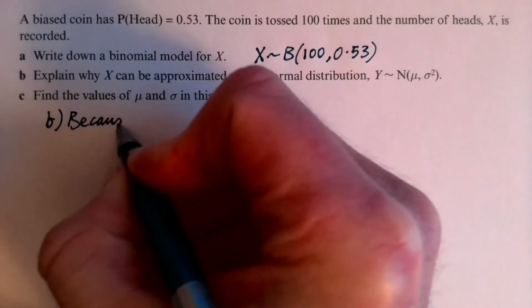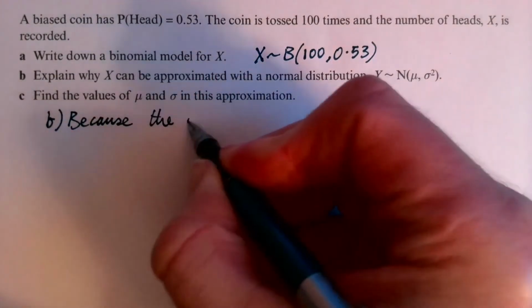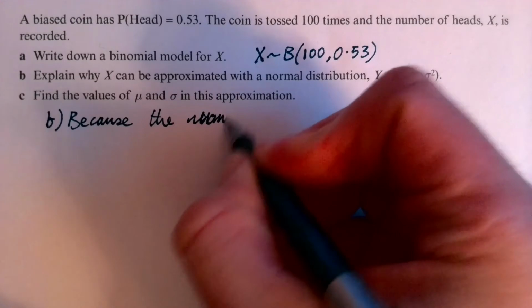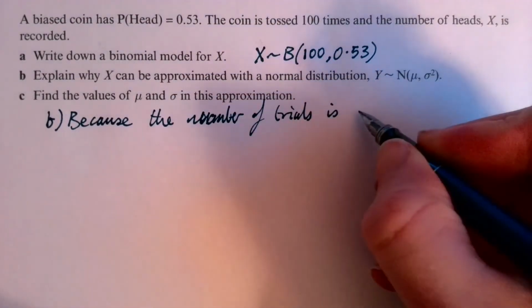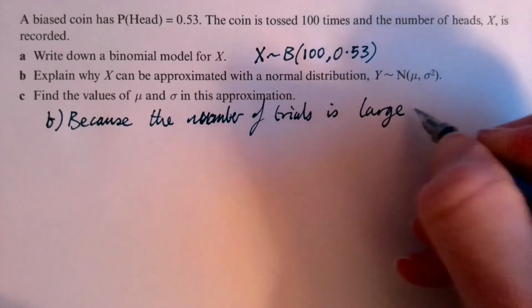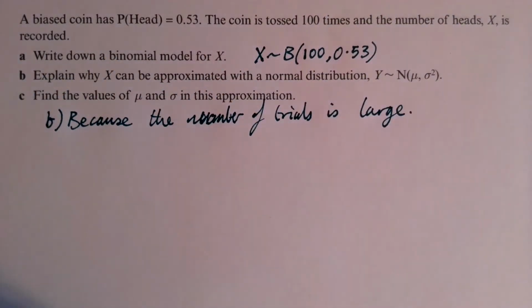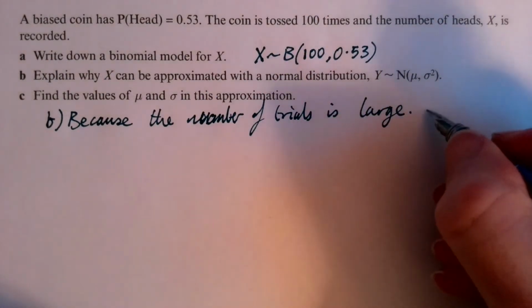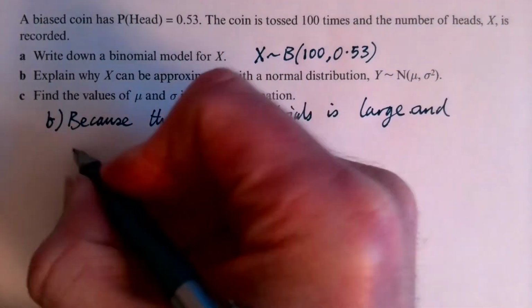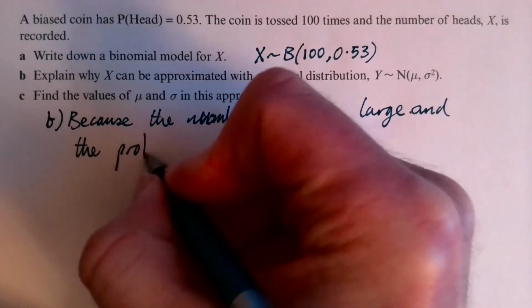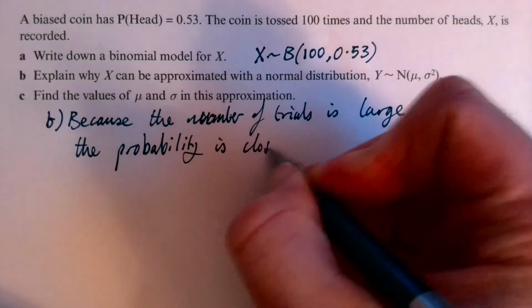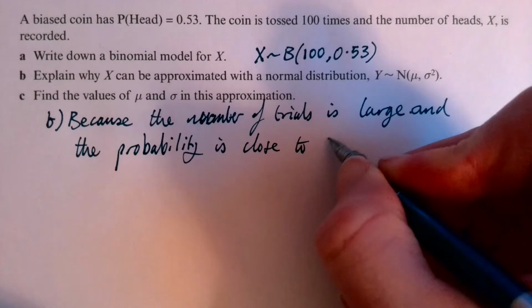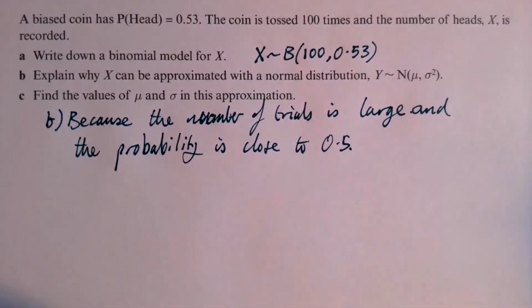Because the number of trials is large, and that's all you have to say. You can then say that that's more than 50 if you like, but it's large, and the probability is close to 0.5 or close to a half.